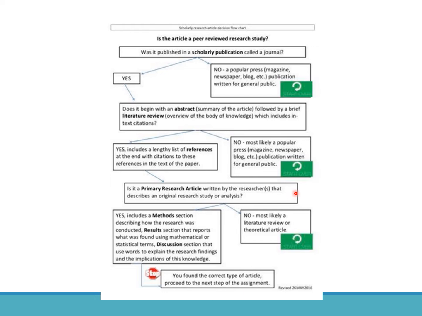Next, the question is: is it a primary research article? Is it written by the researchers and describing an original study? If not, you may have a literature review or a meta-analysis. If yes, then the things to look for are: does it have a method section? Does it have a results section? And does it have a discussion section? If it has these three sections, then it's a really good indicator that you have found a peer-reviewed empirical article or a peer-reviewed research article.